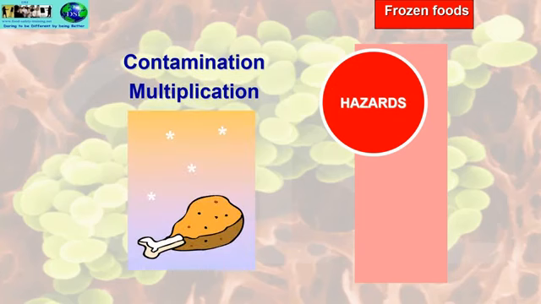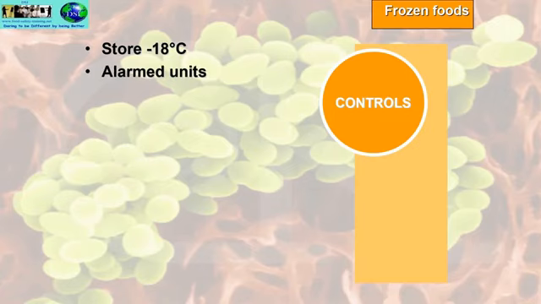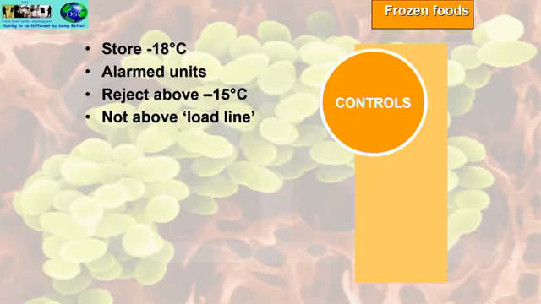Frozen foods could give rise to contamination or multiplication. So controls include storing at -18 degrees C or lower. Use alarmed units, so if the temperature does increase, it sets off an alarm. Reject anything above -15 degrees C. Again, this is to do with deliveries more than anything. Don't fill above the load line that it tells you in the freezer.